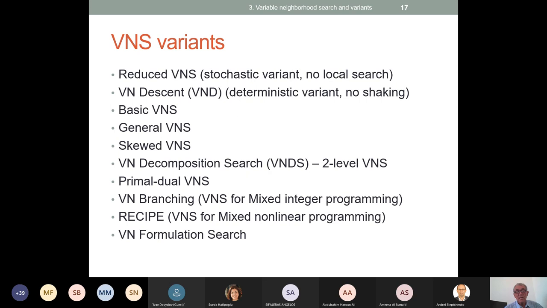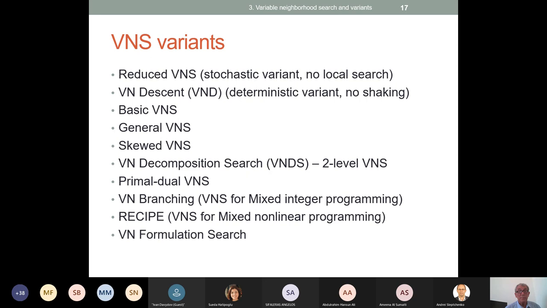Simple idea in skewed VNS is if I am very far, with a worse solution but very far, accept it, and go from there. Decomposition is for huge problems. There are natural ways to decompose into smaller problems, and so on. More theoretical is primal-dual VNS, where you guarantee how far you are from the optimal solution because you go to dual space. VNS branching, I will talk about for mixed integer a little bit later. And there are many, many variants in the literature.